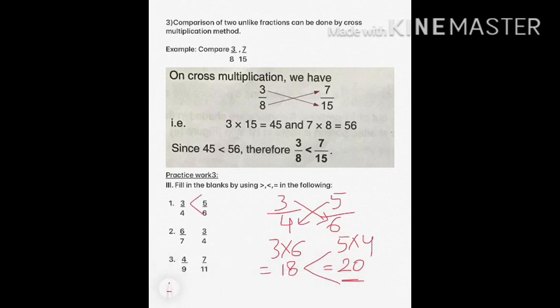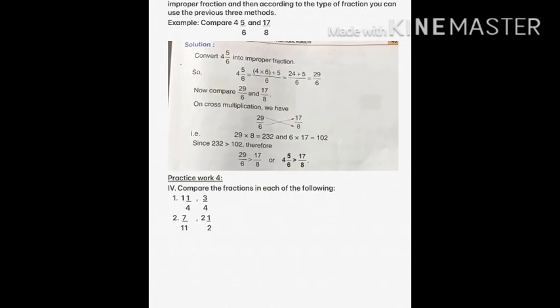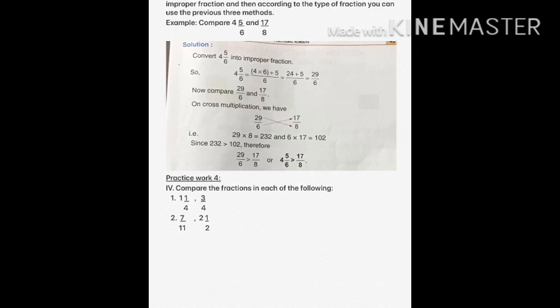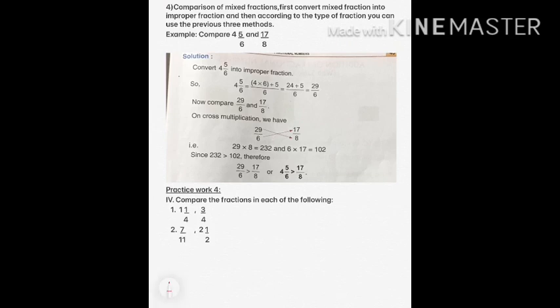So this way you can carry out the other sums also. Now moving ahead, just see this is the fourth type of comparison, in which a mixed fraction and another fraction are compared. First you have to convert the mixed fraction into an improper fraction. Now you got 29 upon 6 in this case. Now this 29 upon 6 we have to compare with this 17 upon 8. Both are unlike fractions, nothing is the same in numerator or denominator. So you will do cross multiplication and find out. Here 232 and here 102. So which is greater? The first fraction is greater.